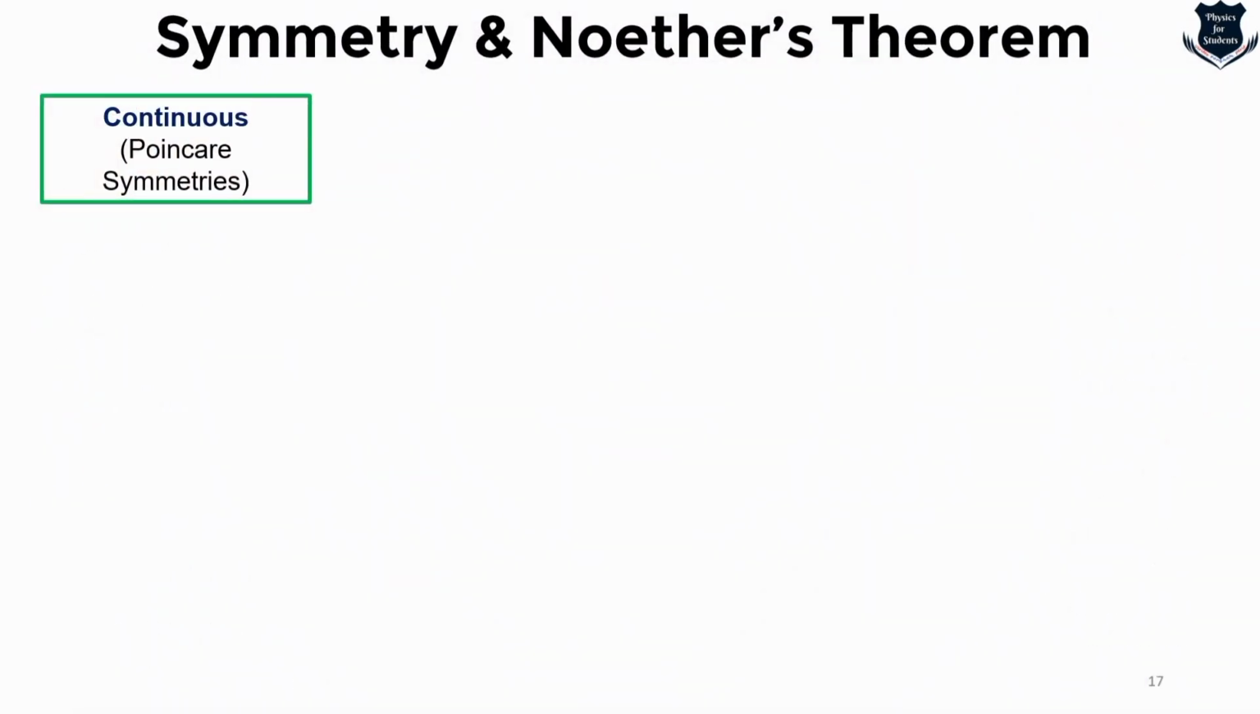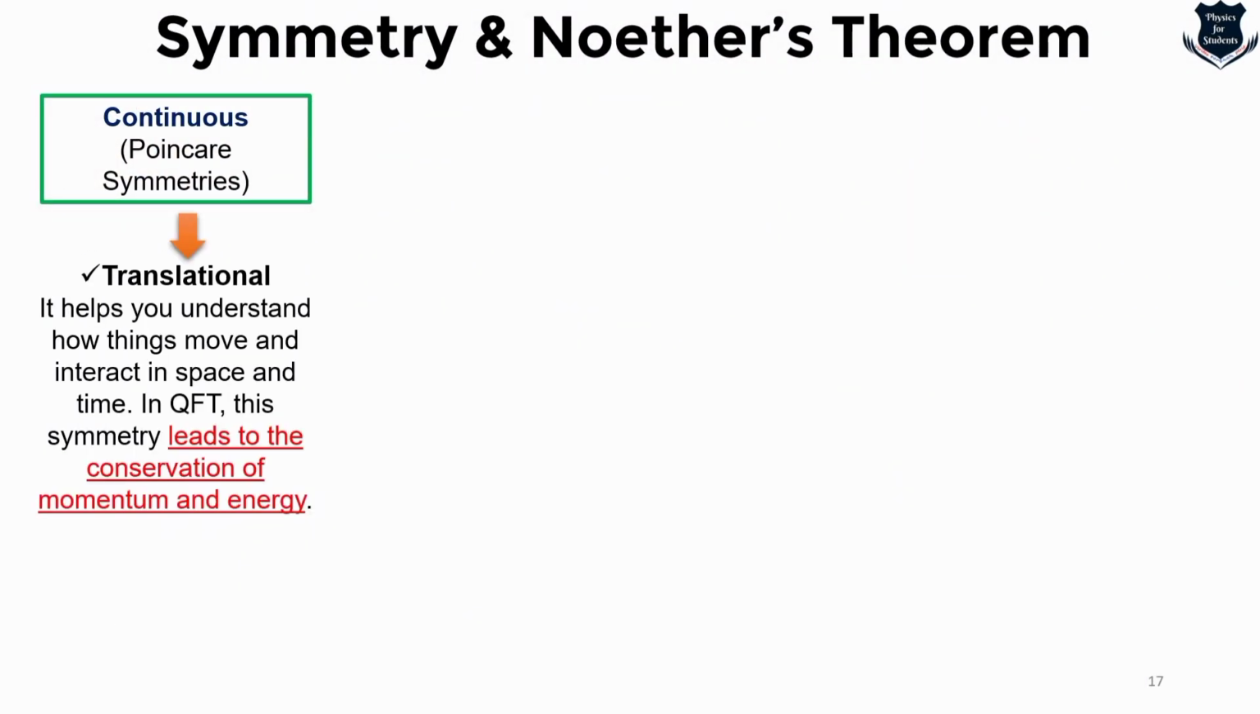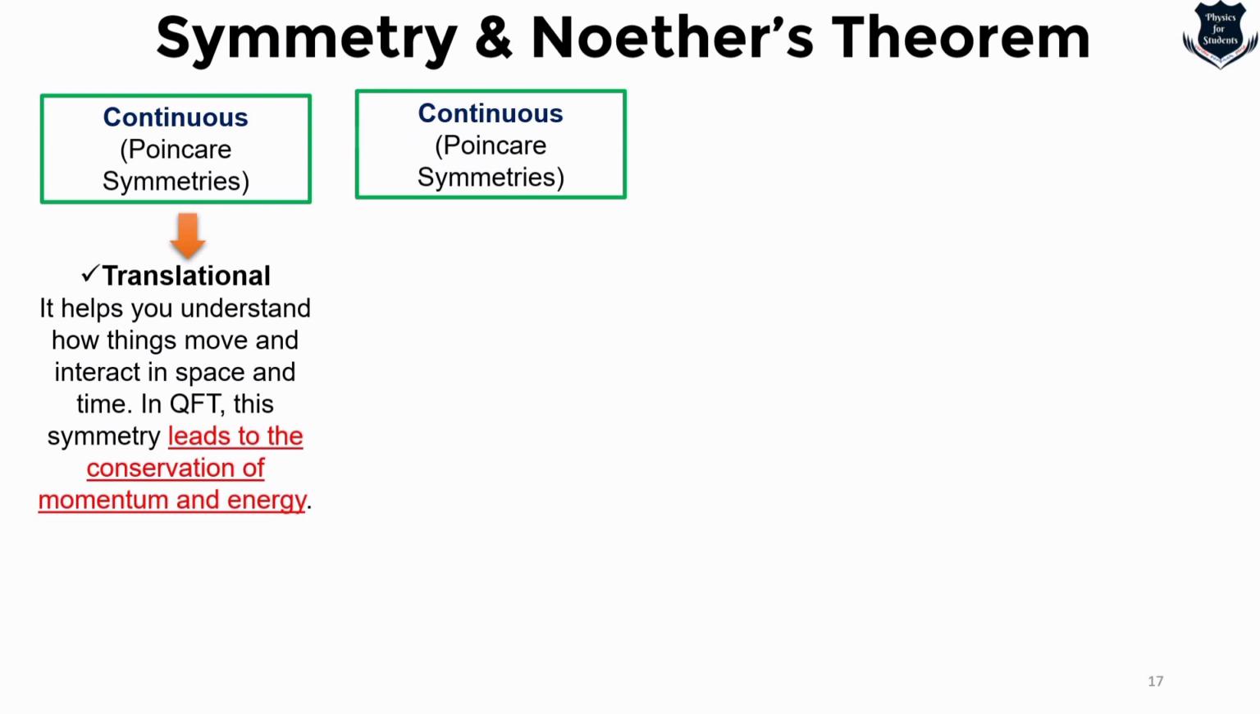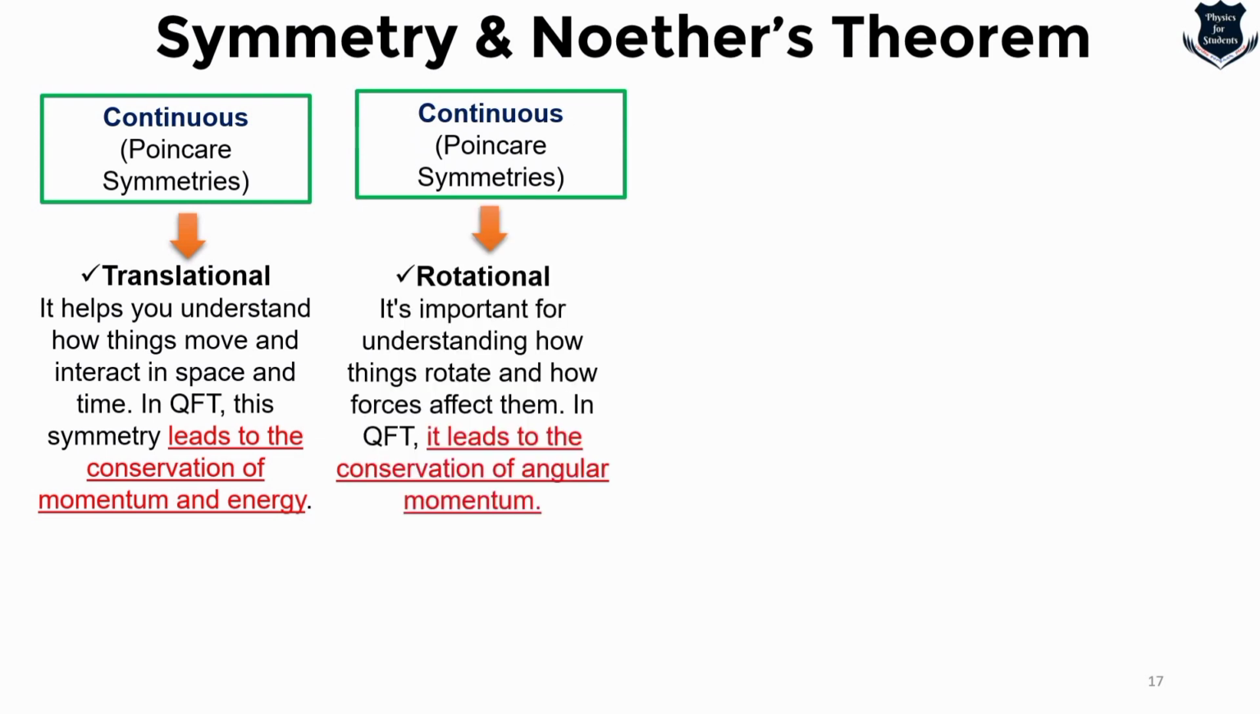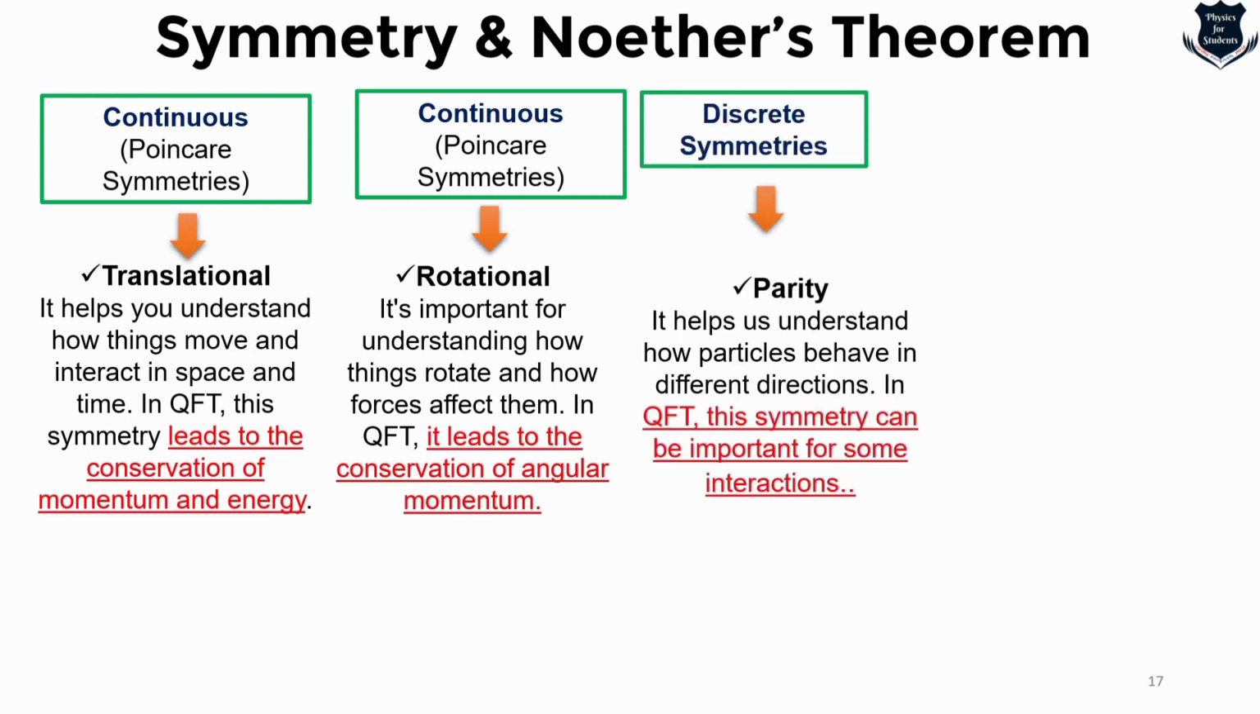So you see the continuous Poincare symmetry. It is important. Why? You can read the underlined red one. It leads to the conservation of momentum and energy. Then we have rotational symmetry. Rotational symmetry is important because it leads to the conservation of angular momentum. Then we have parity. In quantum field theory, this symmetry can be important for some interactions.